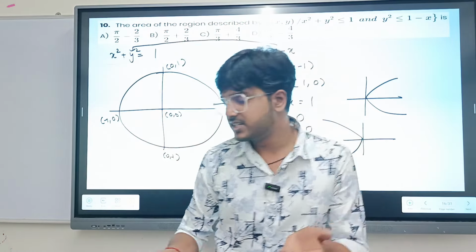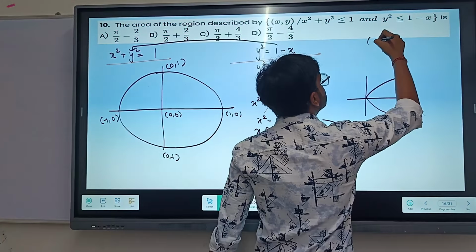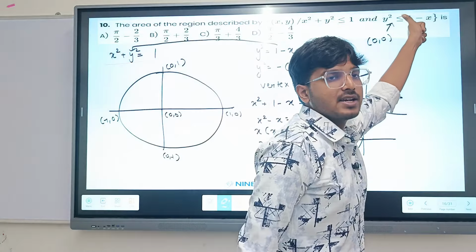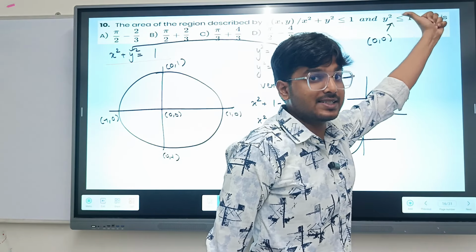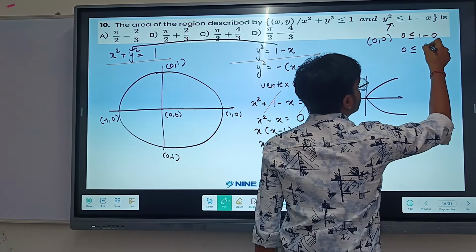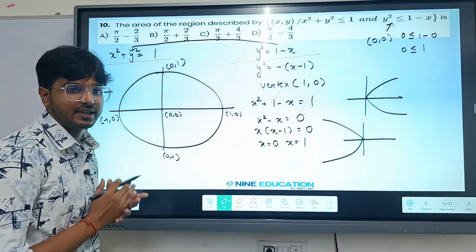How to check which region is there? Let's try to substitute the origin, that is 0, 0. If I substitute here, what will I get? 0 less than equal to 1 minus 0. It satisfies, yes or no? 0 less than equal to 1 minus 0. So 0 less than equal to 1. Yes, it satisfies. So the area containing the origin.